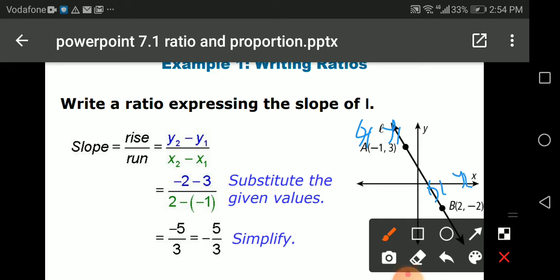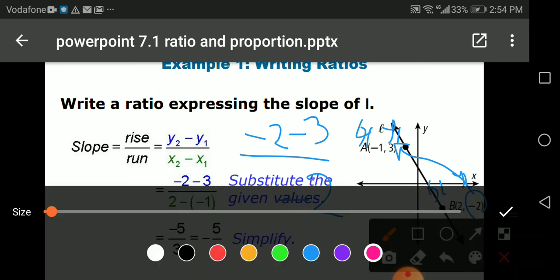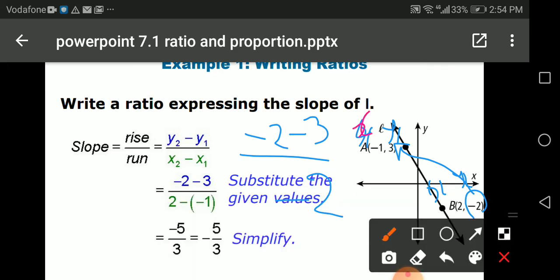So what I know here is y sub 2 is negative 2, minus y sub 1, which is 3, all over x sub 2. Where is x sub 2? Let's do it with another color to make it clearer. Here x sub 1, y sub 1, x sub 2, y sub 2. So x sub 2 is 2 minus negative 1. Put the negative 1 in a bracket, don't forget.